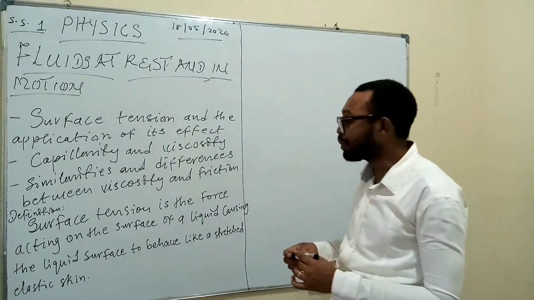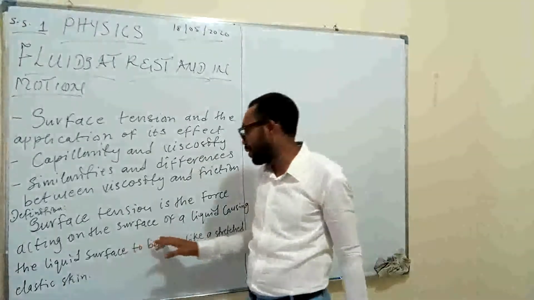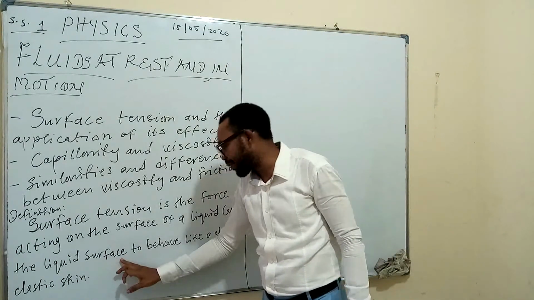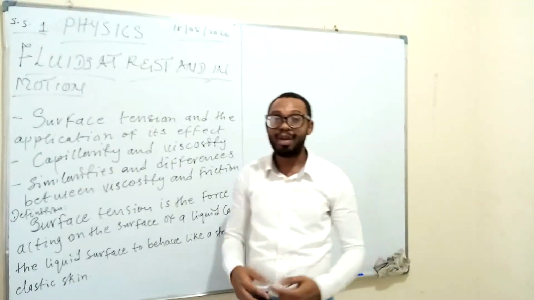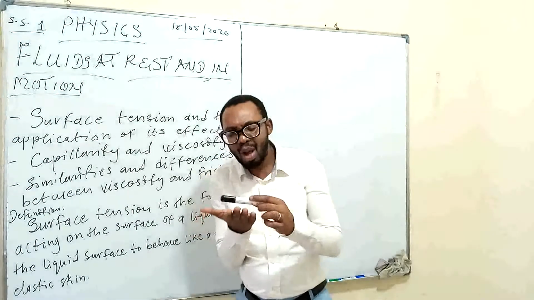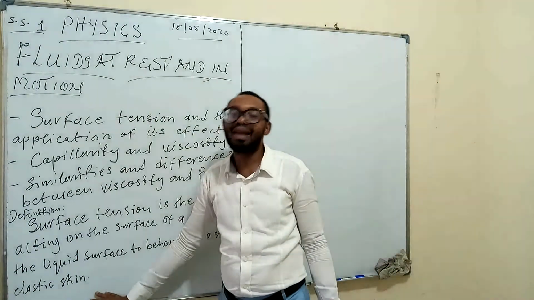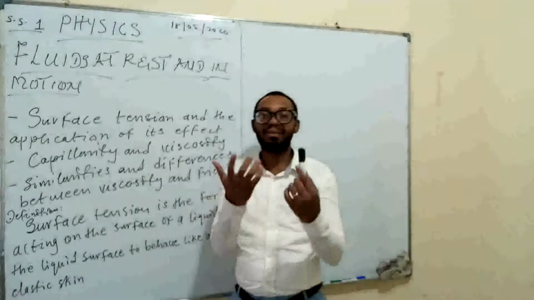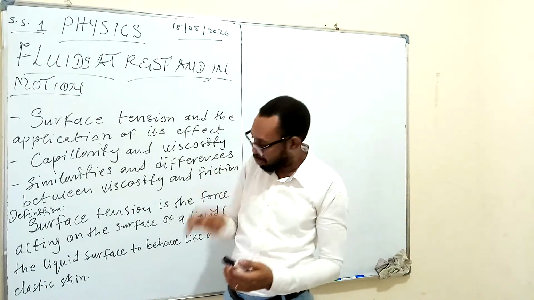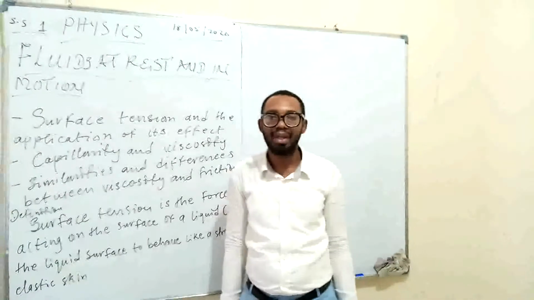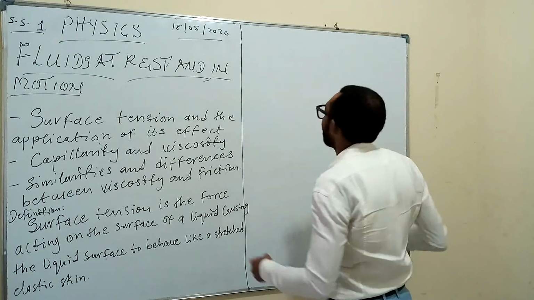So I said surface tension is a force acting on the surface of a liquid, causing the liquid surface to behave like a stretched elastic skin, just like the experiment I told you earlier. Now you may be wondering how come they float on the surface. It is because the surface is behaving like a stretched elastic skin. You can also say it's an external force that acts on every object or material that is positioned on top of the surface of the liquid. So that's surface tension.